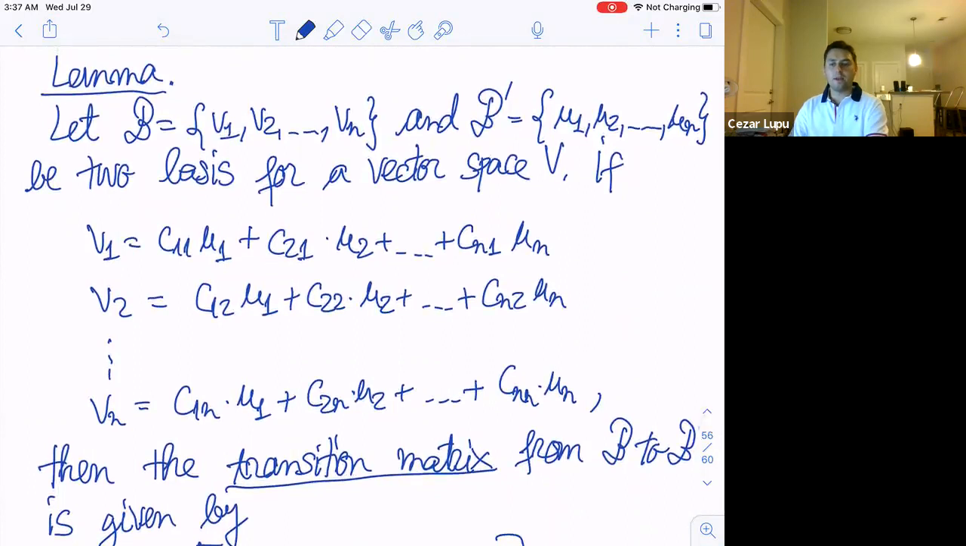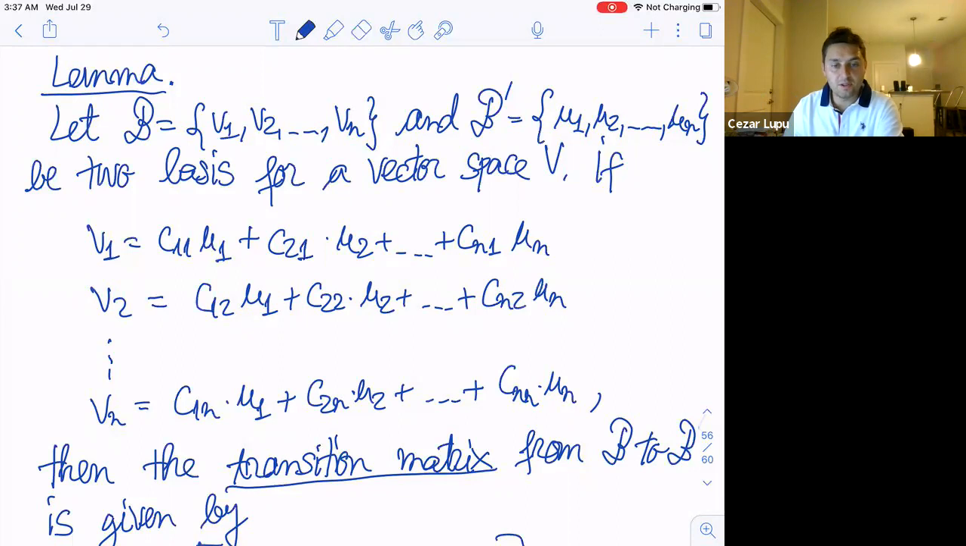So if I have a basis B, which will consist of vectors v1, v2, vn, and B prime will consist of vectors u1, u2, un. So I have these 2 bases for my vector space V, and I can write the first vector as a linear combination of the vectors from the second basis. As you can see here, v1 is c1,1 u1 plus c2,1 u2, and so on.